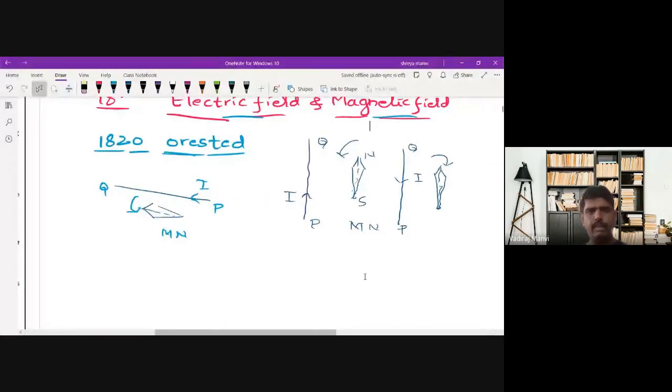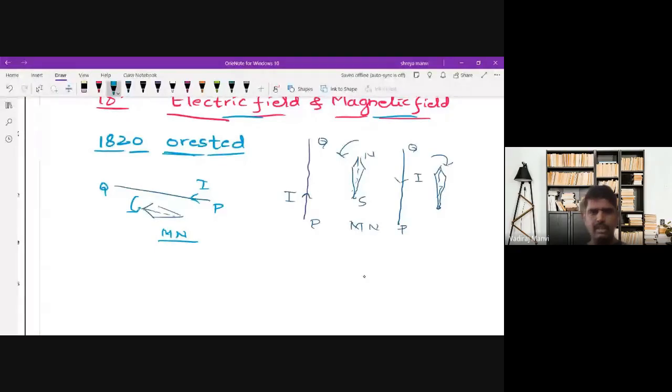As soon as he gave this, scientists started studying this magnetic field. So a current carrying conductor can create a magnetic field around itself. That's why Oersted said that when you keep this magnetic needle below this conductor carrying current, it gets deflected because the conductor is creating its own magnetic field. Hence, electric field and magnetic field are not separate entities. Both are interrelated. Electric field can create a magnetic field.